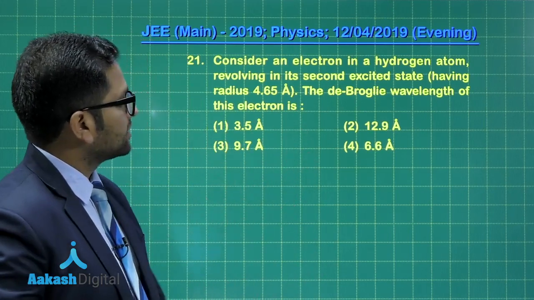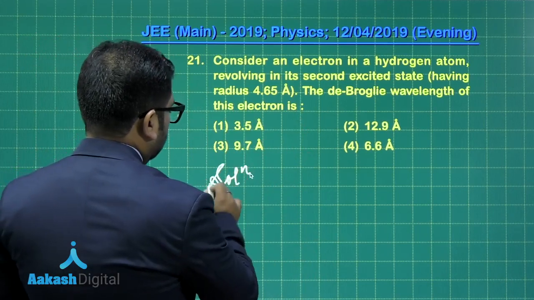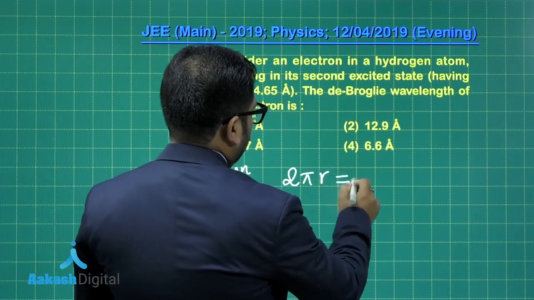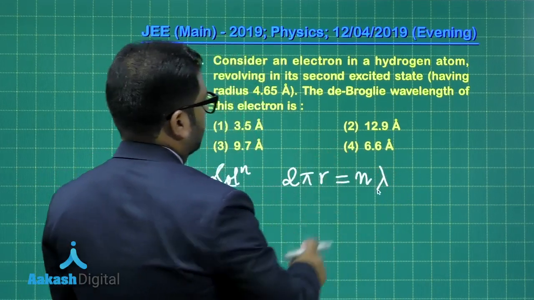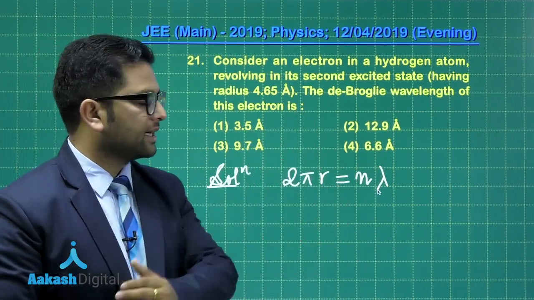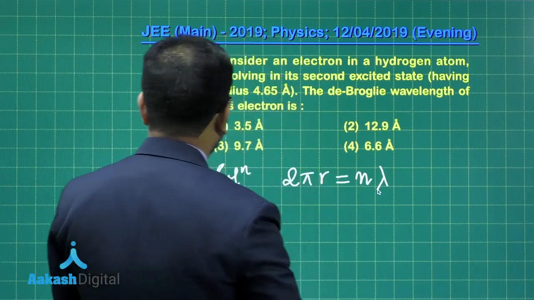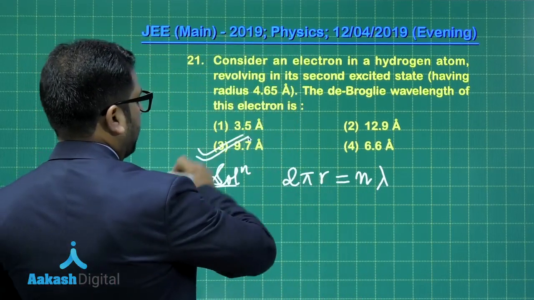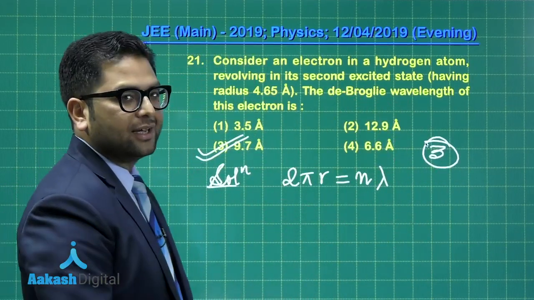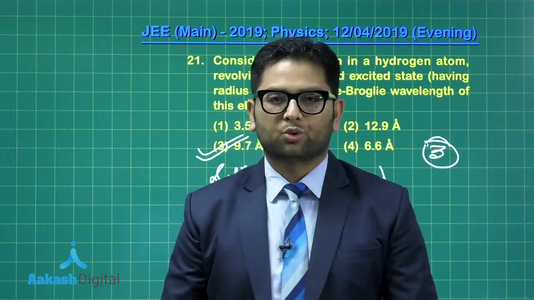We need to calculate the de Broglie wavelength of this electron, and the de Broglie wavelength for this electron would be given by this simple expression, 2 pi r equals n lambda. So yes, r is there, 4.65, n is there, which is 3. Whatever comes as the value of lambda, that would be the de Broglie wavelength. 9.7 angstrom is waiting to be ticked. Option number 3 is the correct answer for 21st question. Let's move to 22nd question now.